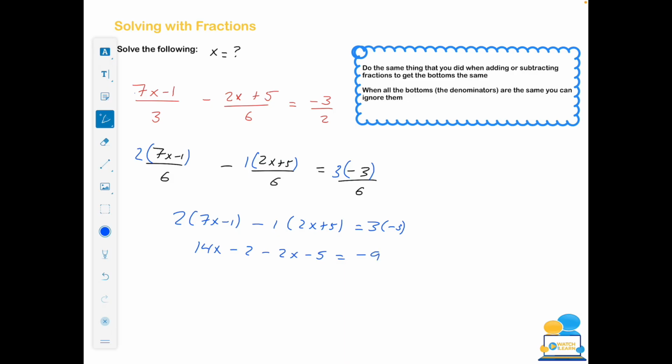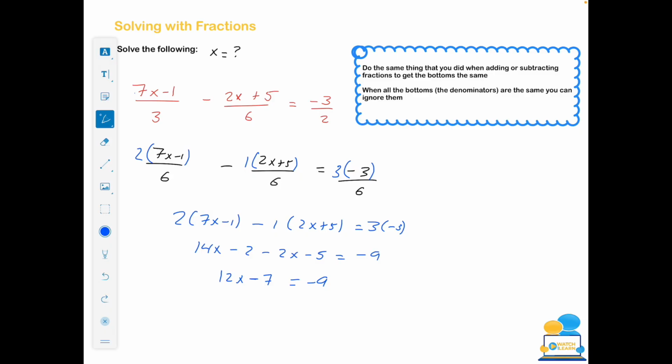Okay, we're going to tidy up the left-hand side, the 14x and the 2x. 14x minus 2x will be 12x. And then minus 2 minus 5, I definitely did that in my calculator, that would be minus 7, is equal to minus 9. Now, we need to get rid of this minus 7. We want x on its own, so we need to get rid of that minus 7. How are we going to get rid of that minus 7? We will add 7 to both sides.